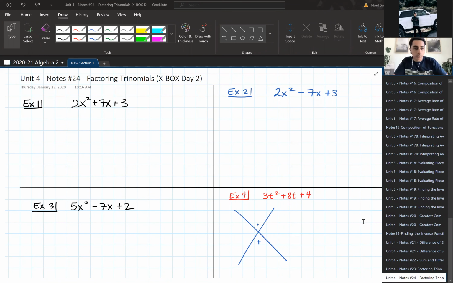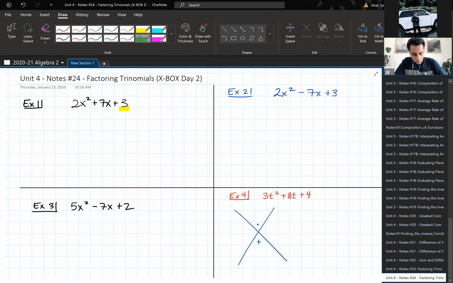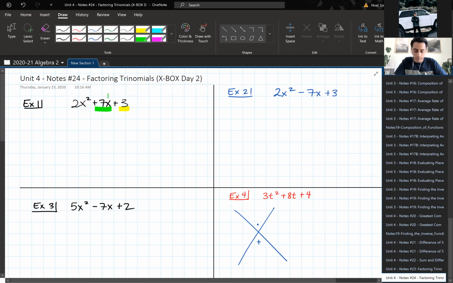All right, so when it comes to factoring trinomials, last time we were focusing on a strategy where we used a t-table and we looked to see what was the product. What were the factors for the constant that could also add up to be the middle term?